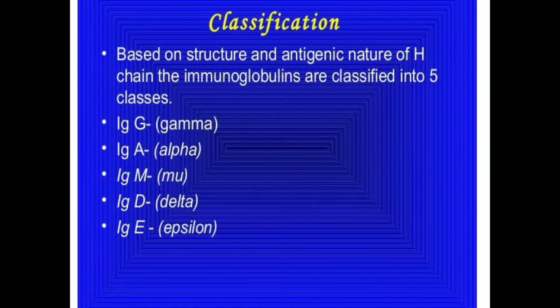Based on the structure and antigenic nature of the immunoglobulin, these immunoglobulins are classified into five types. Those are IgG, that is gamma, IgA, that is alpha, IgM, that is mu, IgD, that is delta, and IgE, that is epsilon.